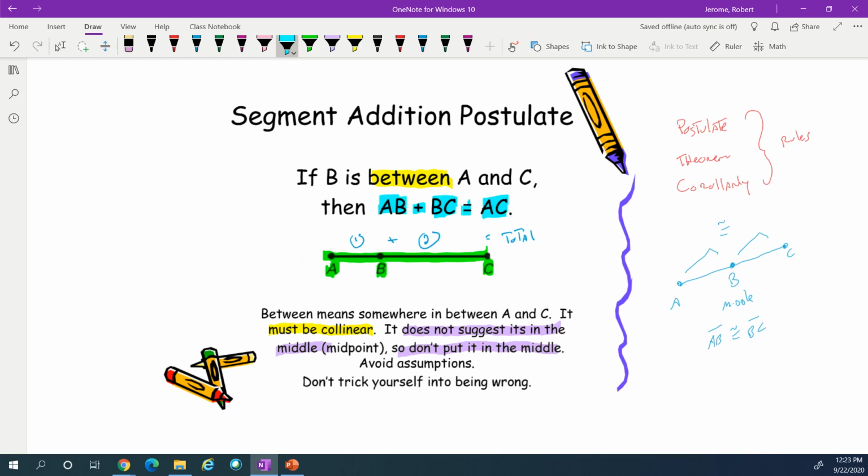Now again, all 3 points have to be collinear, so the two little segments have to follow the path end to end. You can't change direction. And here we have our segment addition postulate, or the rule for adding two little segments to make a big one. And that should make pretty good sense.